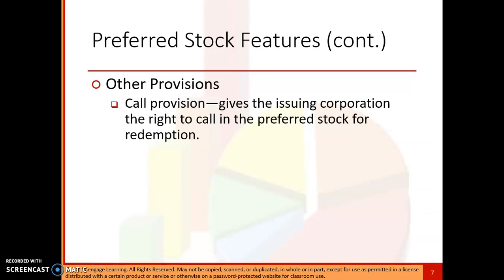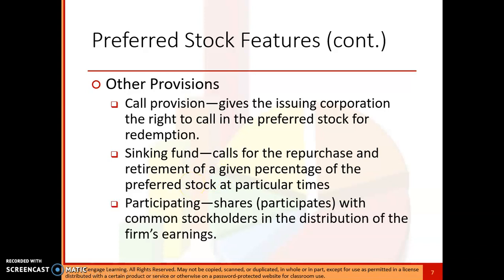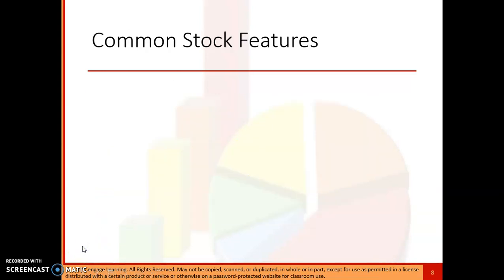Other provisions: a preferred stock can have a call provision, which gives the company the right to call that preferred stock so they can buy it back from you, basically. A sinking fund calls for repurchase, which is effectively the same as a call provision. Participating preferred stock is shares that participate in the distribution of the firm's earnings. It'll typically be at a lower rate. So next lecture we'll cover common stock features.